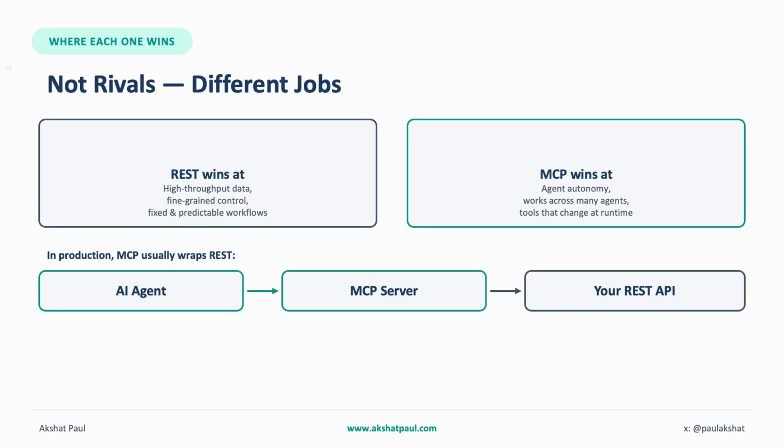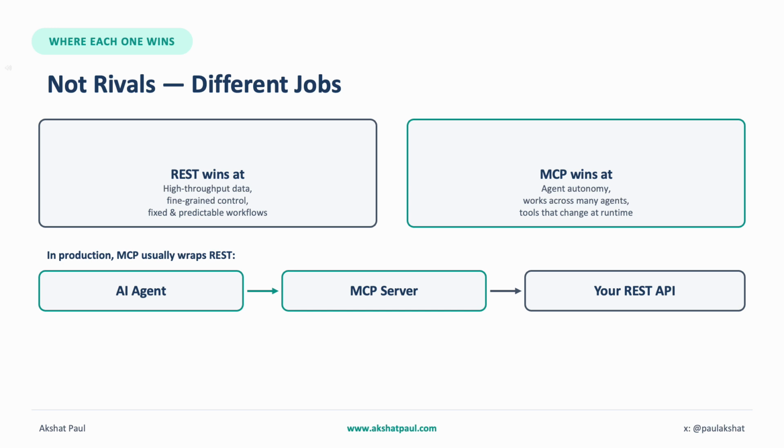So where does each one actually win? Let's be concrete. REST wins when you need high throughput. Think thousands of requests a second. When you need fine-grained control over exactly what happens on every call, or when the workflow is fixed and predictable and there's no agent reasoning involved at all. Most of the internet still runs on REST for exactly these reasons. It's not going anywhere. MCP wins when you need agent autonomy. The agent has to decide what to do, not just execute a script. When you want one integration to work across many different agents instead of just the one you built for, and when the available tools might change over time without you wanting to rewrite anything.